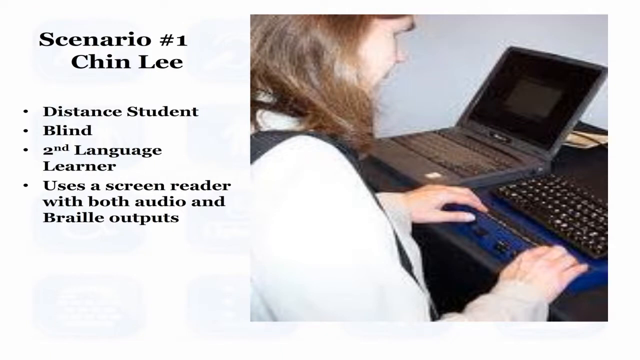In order to fully understand accessible design principles, we need to understand the assistive technologies that use these principles. To help us understand that, there are three scenarios that follow. The first is Chin Lee, a distant student who happens to be blind and is studying accounting. Chin Lee is also a second language learner. She uses a screen reader to interpret what is displayed on the screen, which generates both a speech output and a refreshable braille output. Being a second language learner, Chin Lee sometimes needs to check her understanding not only through the audio, but supplement it with the braille.